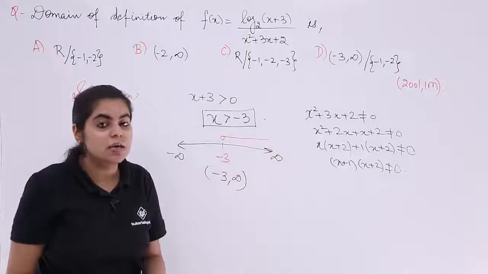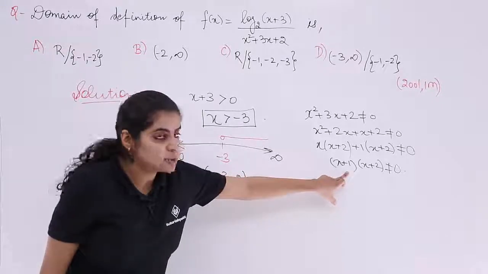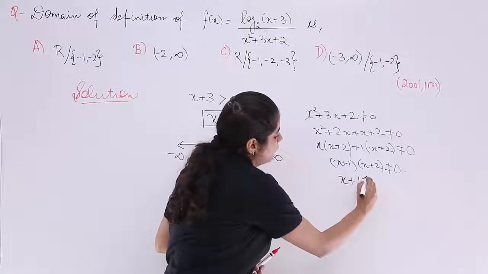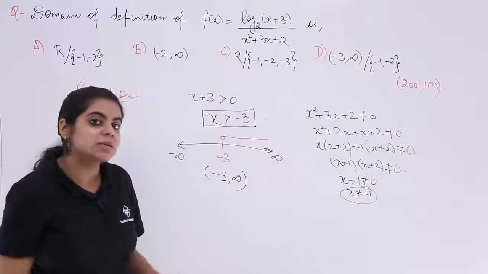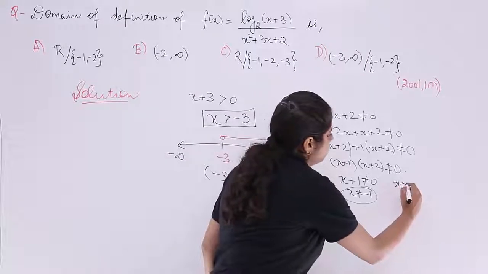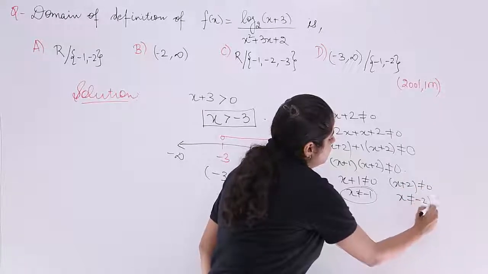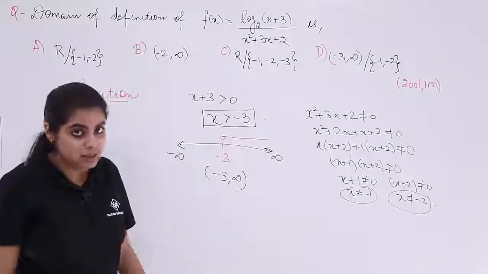So that means, here x plus 1 should not be equal to 0. That means x should not be equal to minus 1. Similarly, for the other factor, that is x plus 2, should not be equal to 0. That means x should not be equal to minus 2. So minus 1 and minus 2 should not be there in the denominator.